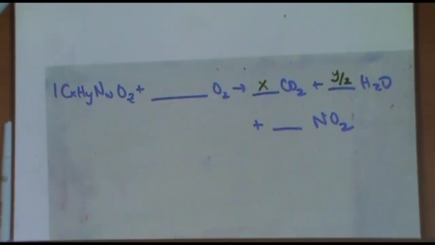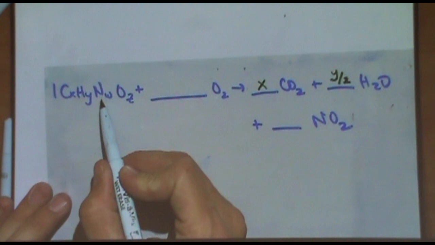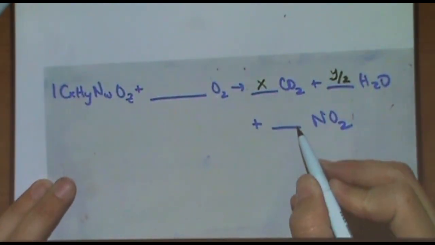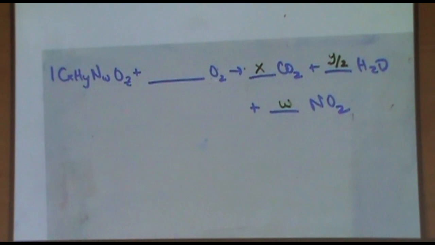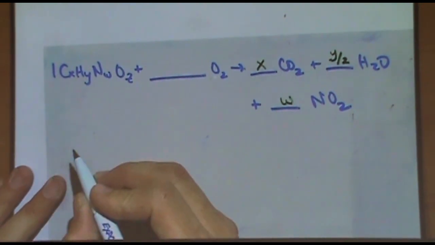I'm with you. Okay. N is only here and here, so W. So there's W and N on both sides. The toughest one is the oxygen, so I'm going to use scratch paper for the oxygen down here.